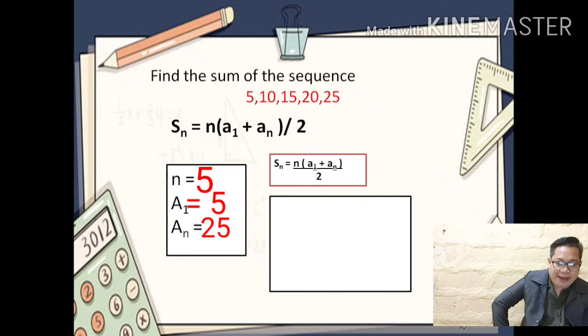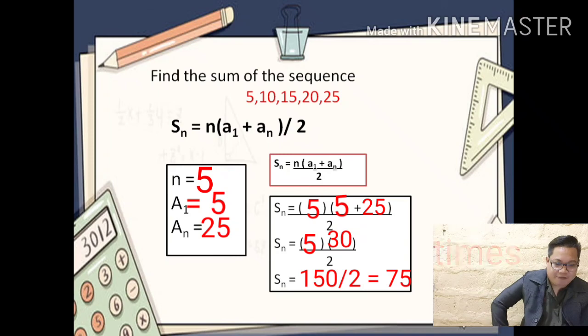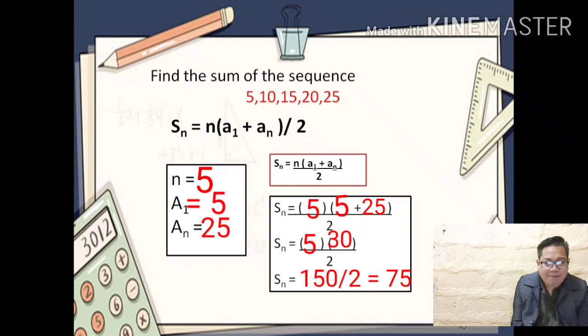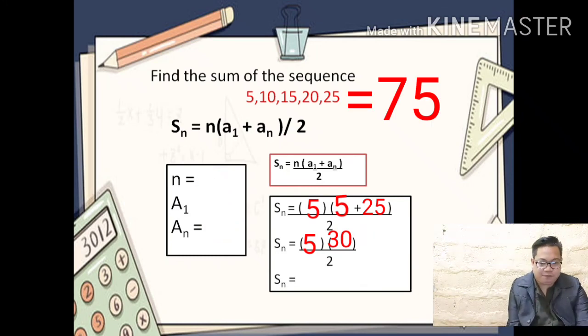So, S sub n equals, ang n natin ay 5, ang first term ay 5, ang last term ay 25. So, 5 plus 25 equals 30. Then 5 over 2. Then 5 times 30 is 150 divided by 2 is 75. O sige, i-check natin kung tama na ang sum ay 75. 5 plus 10, 15. Plus 15, 30. Plus 20, 50. And plus 25 is 75. Tama. Ang sum ng sequence na ito ay 75.